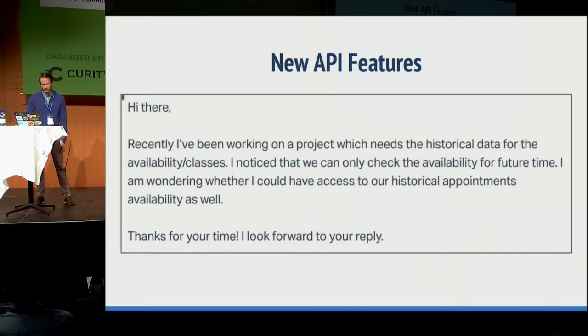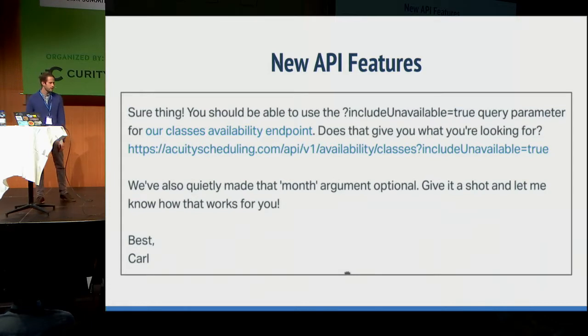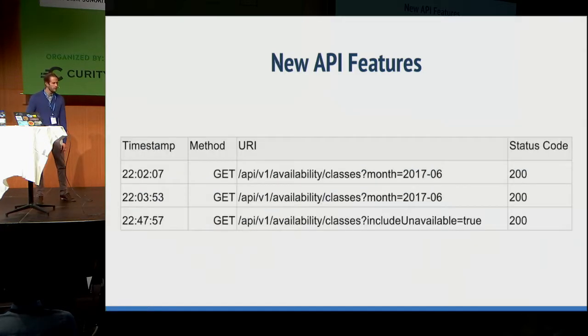And I was able to send her a message saying, hey, here's some documentation for the classes endpoint, and here's an example of the new option. So I set a timer for myself, just a little reminder, to check in on them the next day and see how it's going. And I check the logs, and I see that they switched just a little bit after they got that email from me.